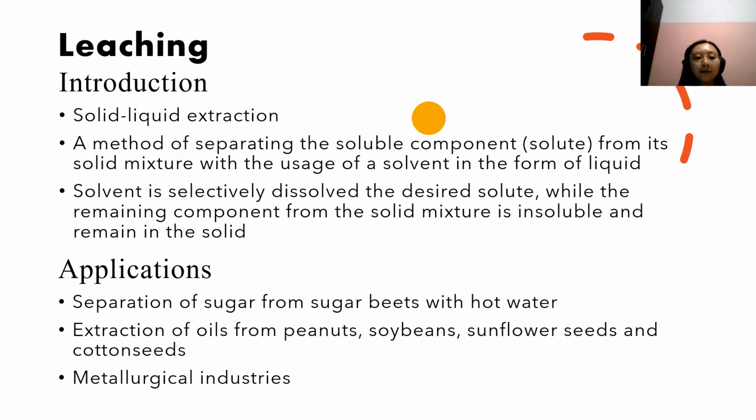The applications of leaching are the separation of sugars from sugar beets with hot water, extraction of oils from peanuts, soybeans, sunflower seeds, and cotton seeds, as well as leaching is used in the metallurgical industry.